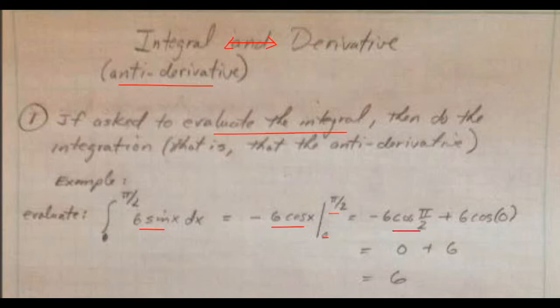And that's equal to minus 6 times cosine of pi over 2 plus 6 times cosine of 0. So cosine pi over 2 is 0, cosine of 0 is 1, so we get 0 plus 6 equals 6.